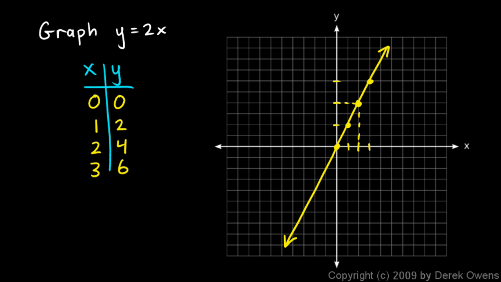And again, every single point on that line has x and y coordinates, x and y values, which will satisfy this equation. So this line is a graph of this equation.